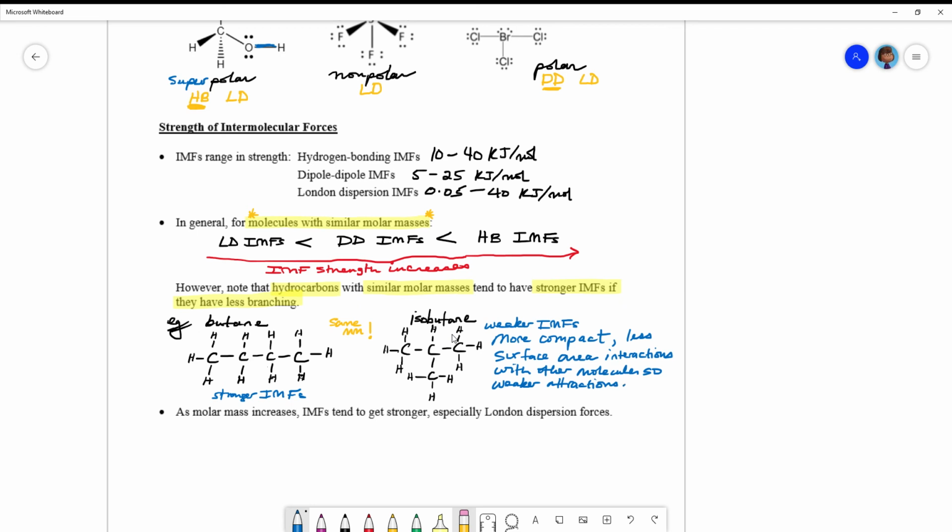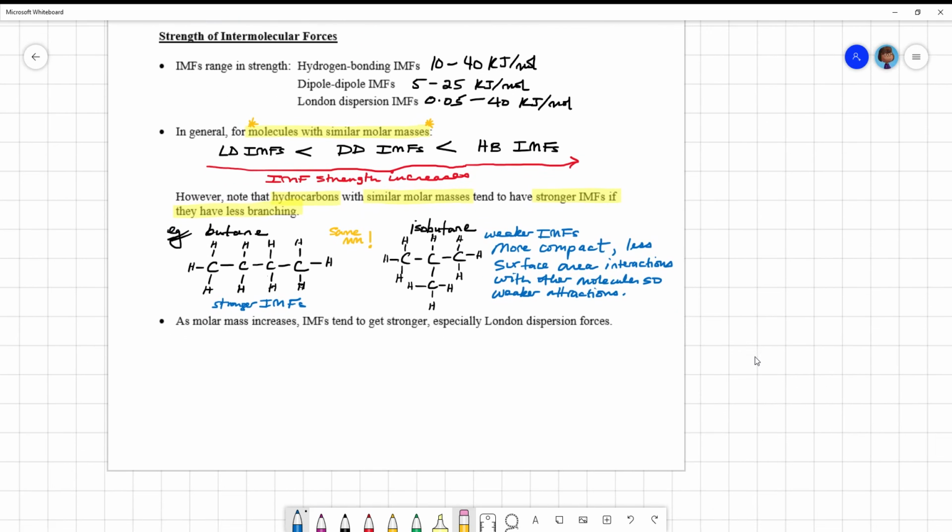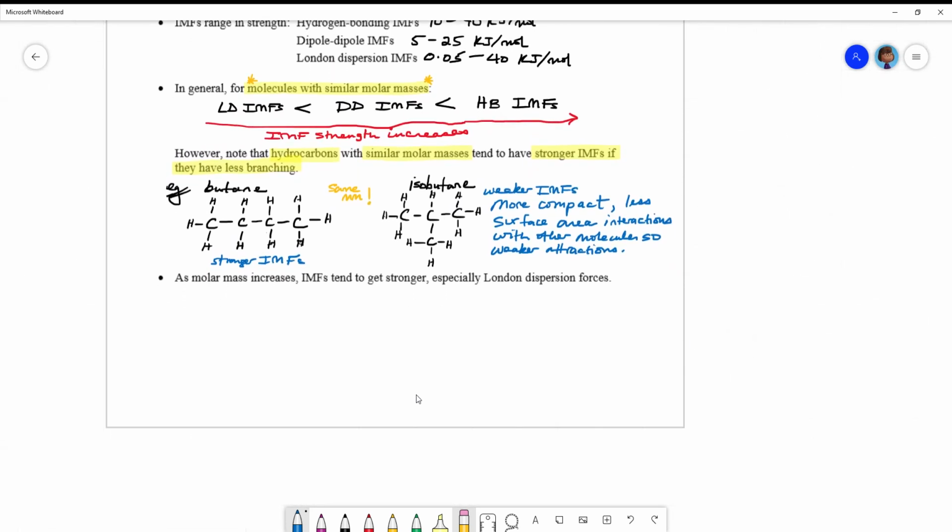Again, not so important for chapter 10, but this little bit of knowledge could really save you in an organic chemistry class, for example. Now, what is really important for you to know, much more so than this little sidebar about hydrocarbons, is this last little special note. We found out that for molecules with similar molar masses, London dispersion forces tend to be weaker, and hydrogen bonding intermolecular forces tended to be stronger. So weaker at this end, stronger at this end.